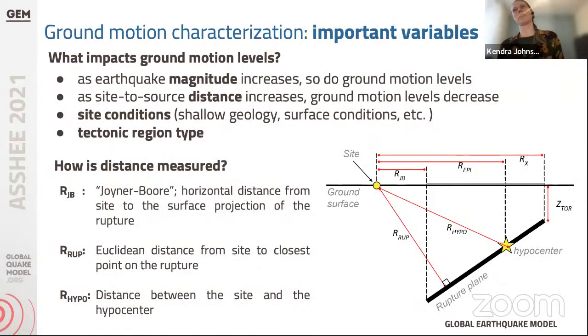So what impacts ground motion levels? I'm showing here some of the most important variables. Namely the magnitude of the earthquake. As magnitude increases, so do ground motion levels. And then the site to source distance. As the distance increases, the ground motion levels are more likely to decrease in most cases. The site conditions and the tectonic region type. And this tectonic region type factor is the reason that we have to specify this for each of the seismic sources in the source model.